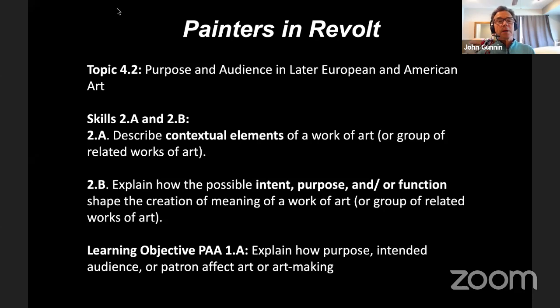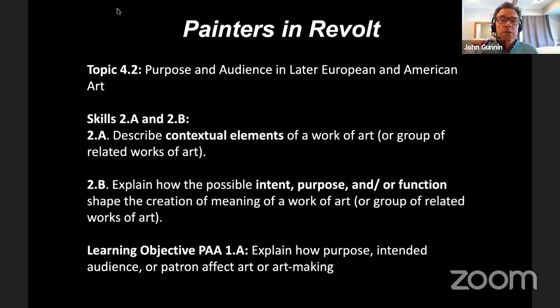Today we'll talk about painters in revolt, painters as we move along through the set of later Europe and the Americas. If you look at skills 2A, you'll notice I bolded contextual elements. Context is such an important part of art history. You really want to be able to say something about the context of all of the works. That's where you need to do a lot of your studying, because anyone can analyze something visually. That's a skill that transfers very easily, but to know something about context is very, very important.